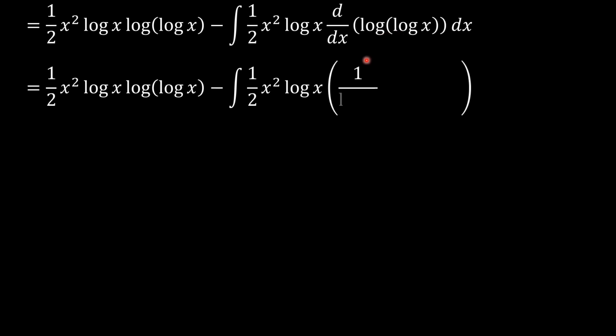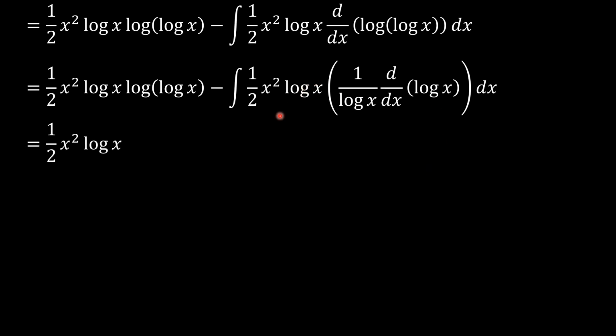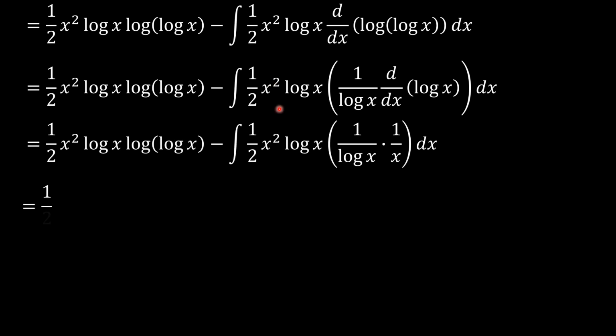Differentiating log of x, we have 1 over log x times the derivative of log x. You can see this and this would cancel, and the derivative of log x is 1 over x. So one of the x's on the x squared would cancel as well.